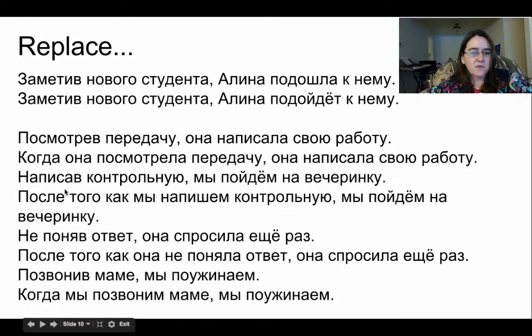Написав контрольную, мы пойдем на вечеринку. После того, как мы напишем контрольную, мы пойдем на вечеринку. After we finish our test, after we write our test, we will go to the party.